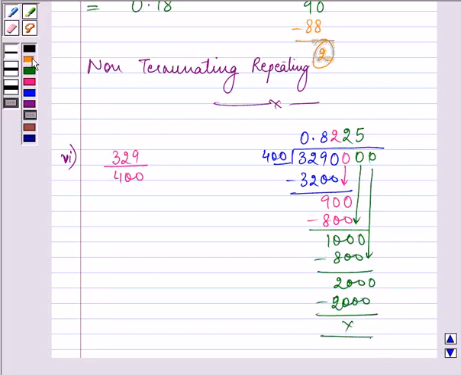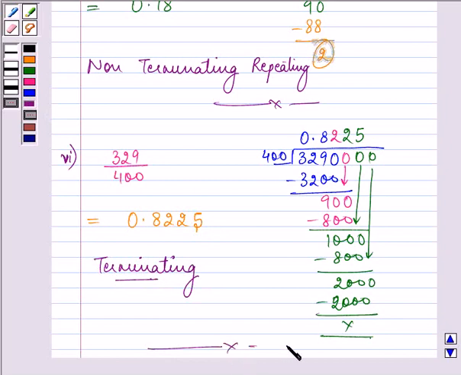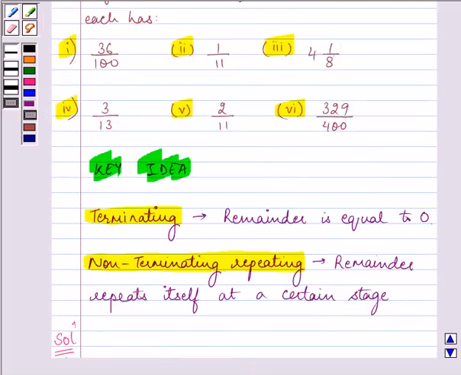Since the remainder is 0, that means it is what? Yes, it is a terminating decimal expansion. Right. So this completes the entire question which was given to us. I hope you enjoyed the session. And remember what terminating and non-terminating repeating decimal types are.